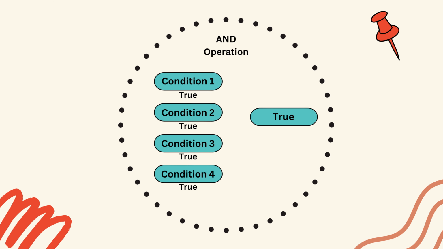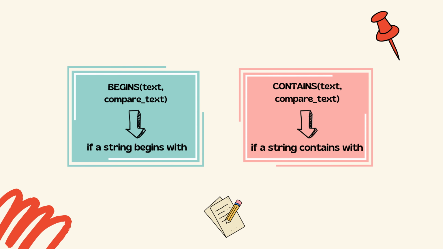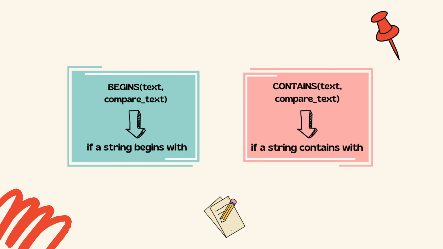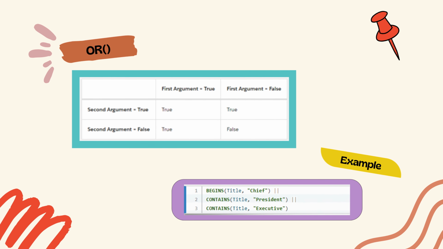Here are some text functions that are used in text formulas. Begins tells you if a string begins with another string. Contains tells you if a string contains another string anywhere inside it. Unlike and, or returns true if at least one condition is true. It can handle multiple conditions and opens up various possibilities for your formulas.